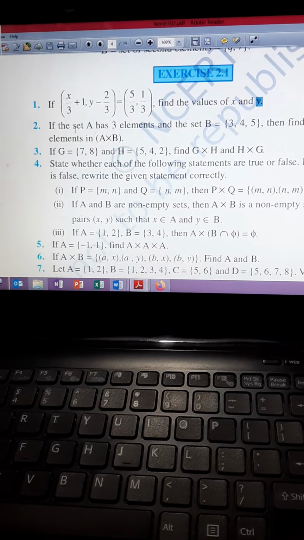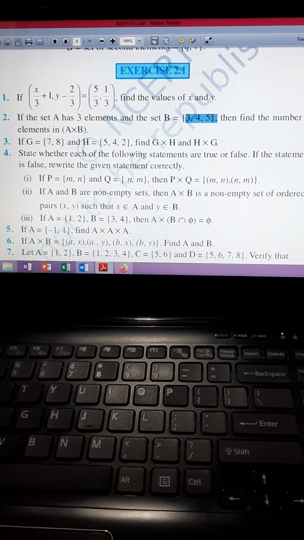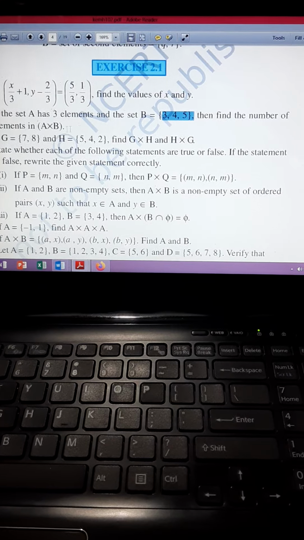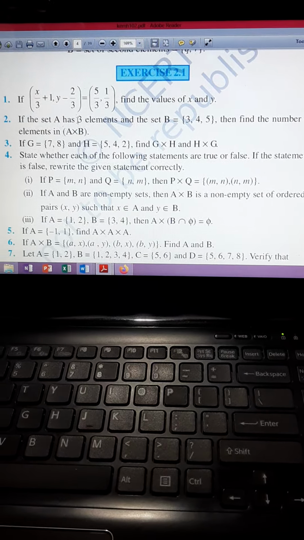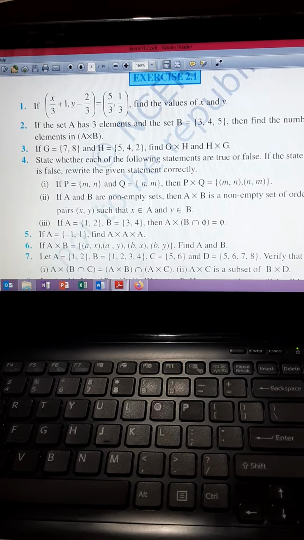Question number 2. Set A has 3 members. Set B again has 3 members. So find the number of elements in A cross B. So it's obviously 3 into 3, so you'll have 9 ordered pairs in A cross B. You know it.